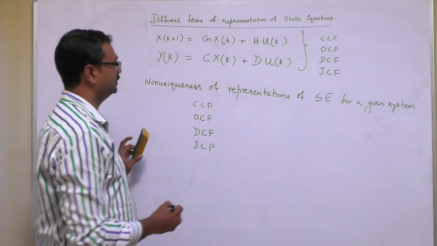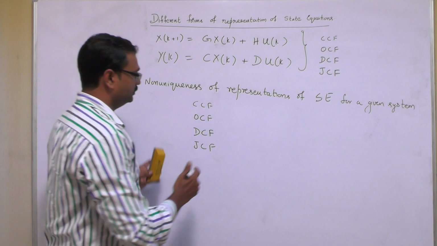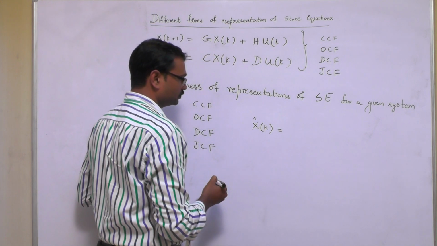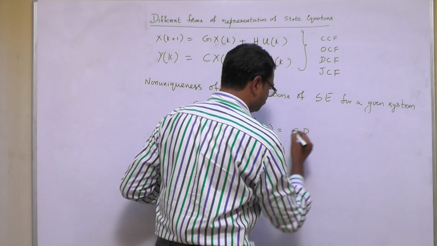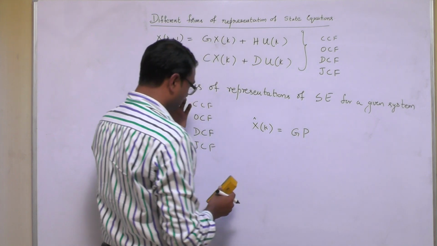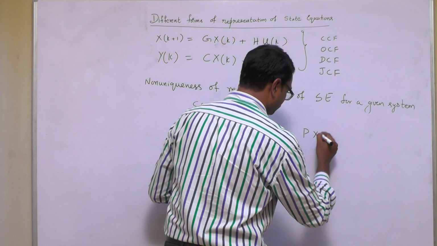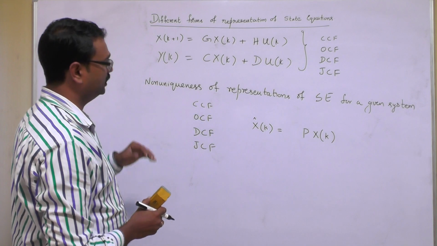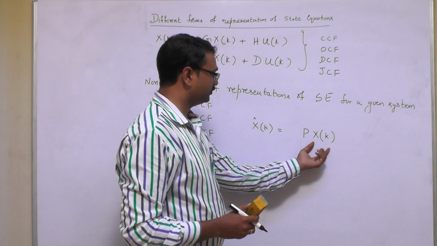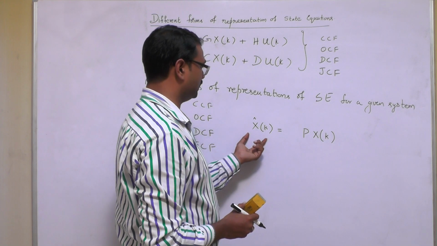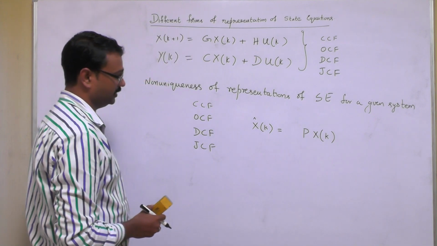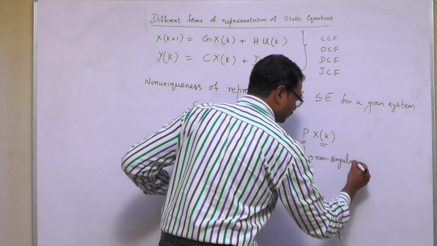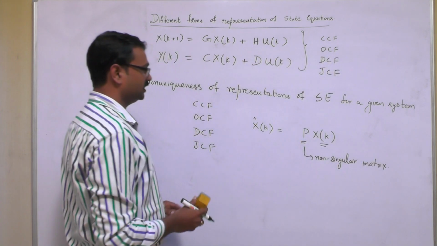And if we can design some vector x cap of k, you can represent it as P into x of k. For example, now I want to convert this into a different form, x cap of k. So far we were having x of k. Now we can go for x cap of k is equal to P into x of k, because x of k is known to us. P is any non-singular matrix which can be determined.